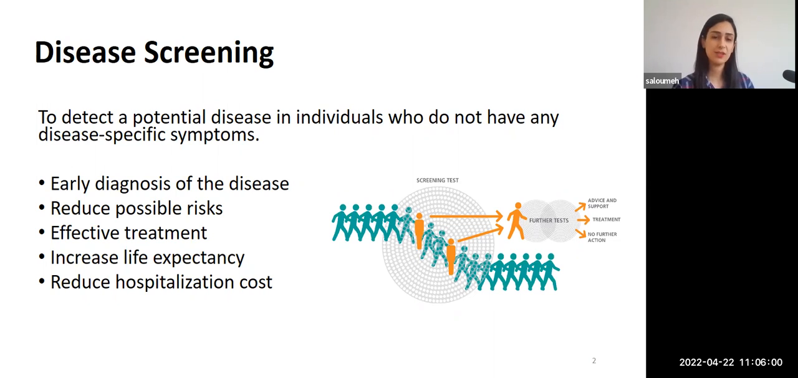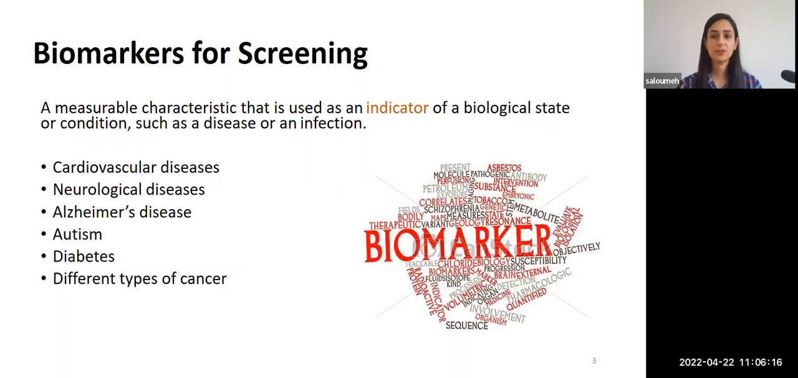And I would like to mention that in many cases, screening tests are not considered as diagnostic tests. If you want to confirm the existence of the disease, you probably have to go through more diagnostic tests after your screening result was positive. So screening is performed by using biomarkers, but what are biomarkers? A biomarker is a measurable characteristic that is used as an indicator of a disease.